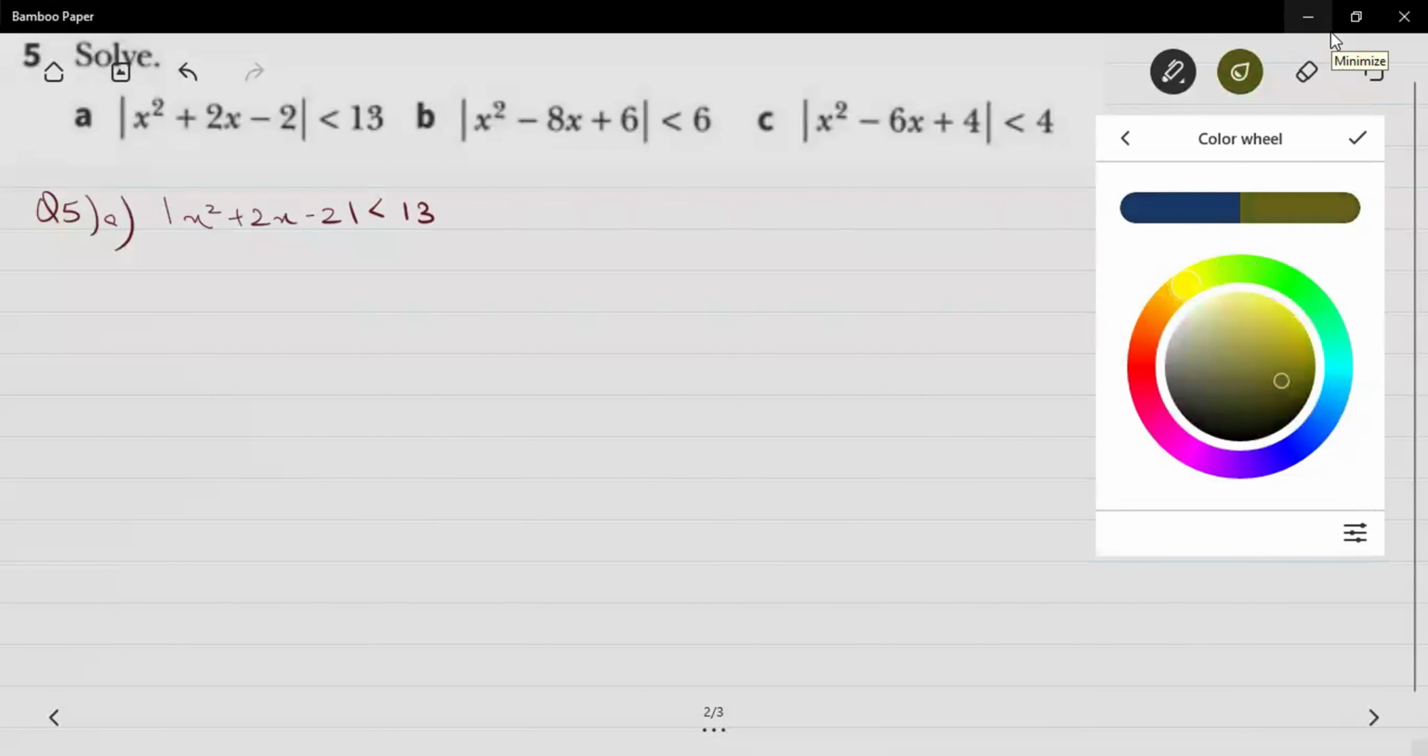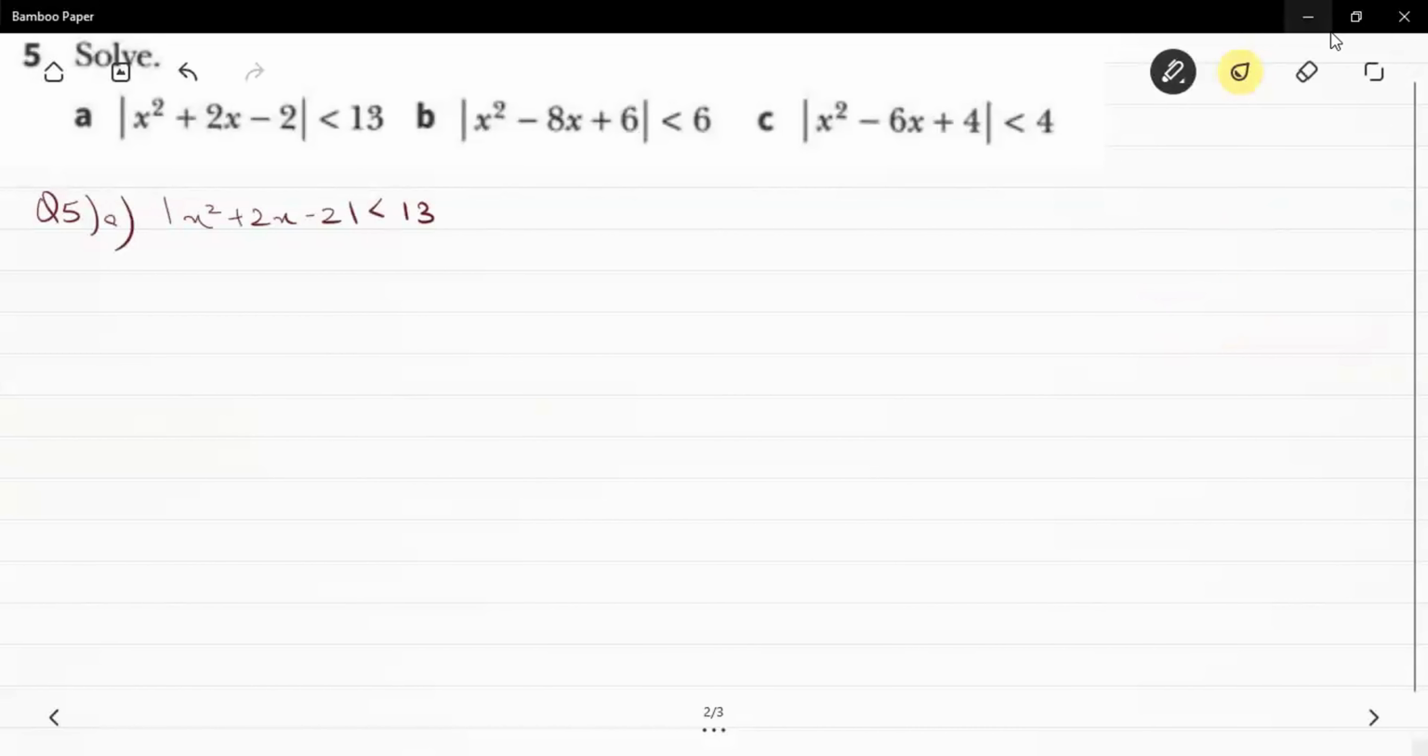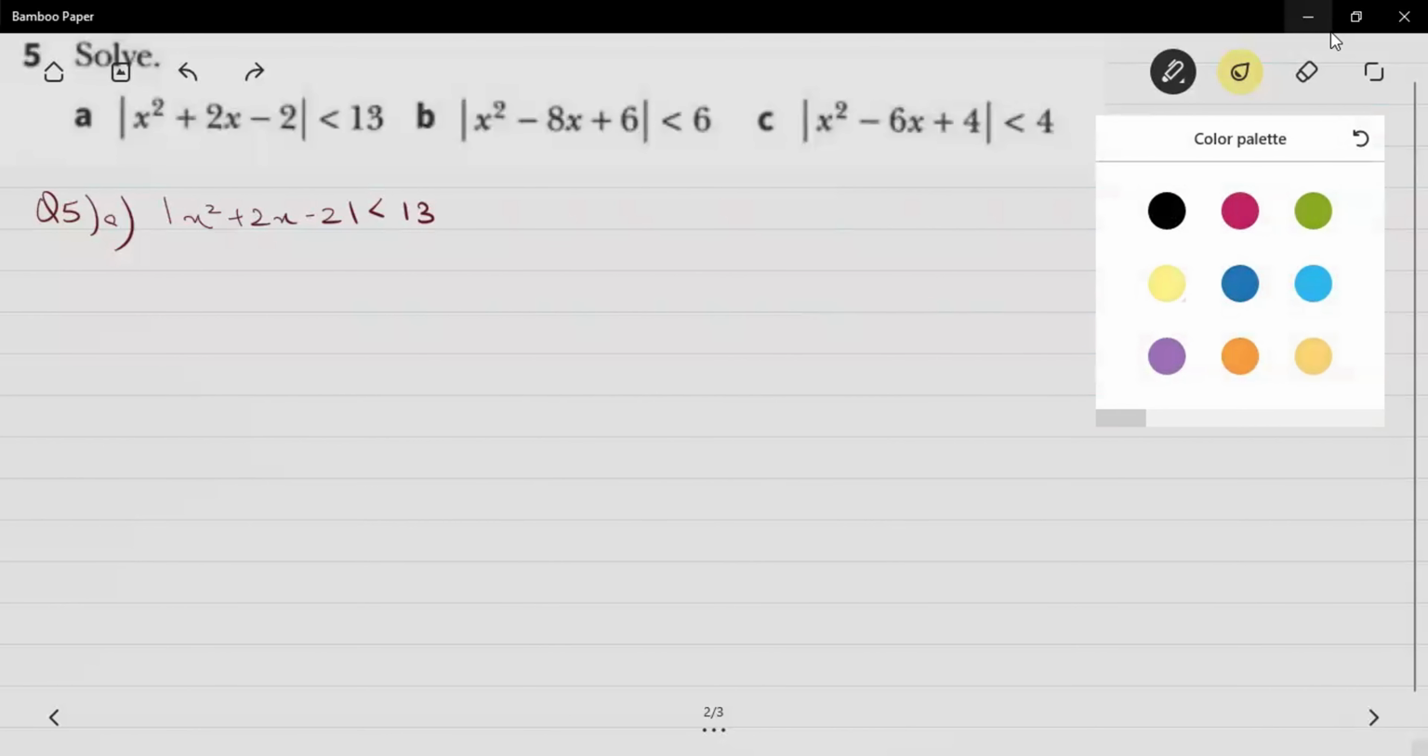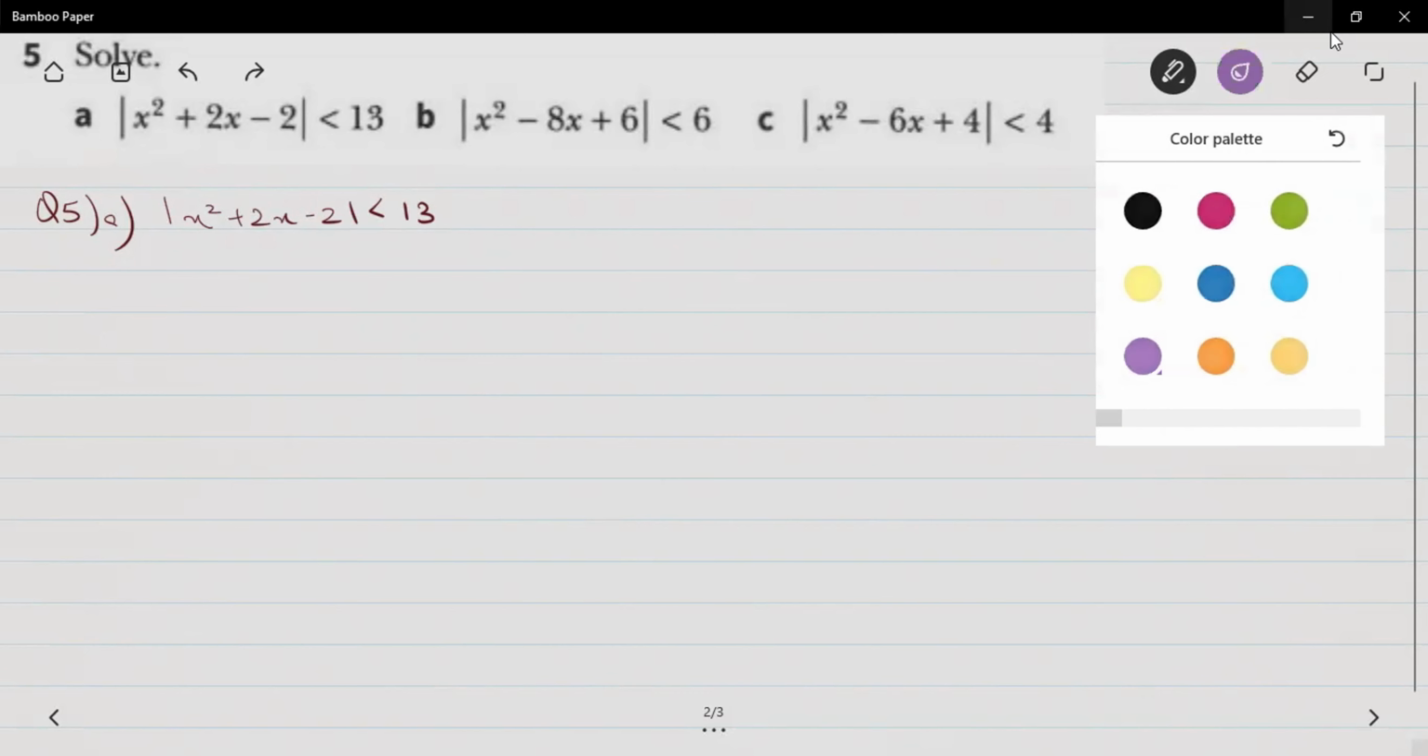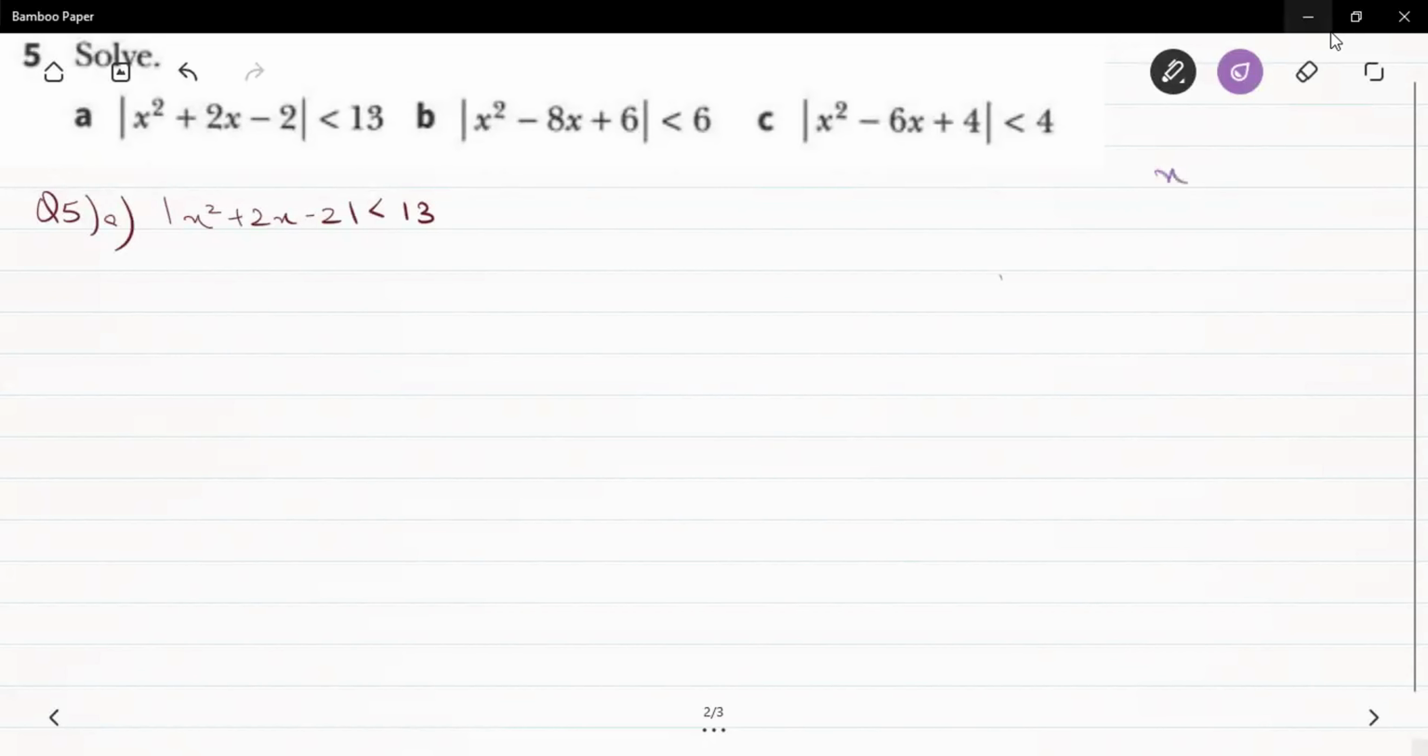Whenever we are going to use a modulus, for example, we use this purple. Whenever we use a modulus, for example, we have the equation 2x plus 3 in a modulus is greater than 13. Whenever we open a modulus in an inequality, what we do is we say 2x plus 3 is greater than 13.